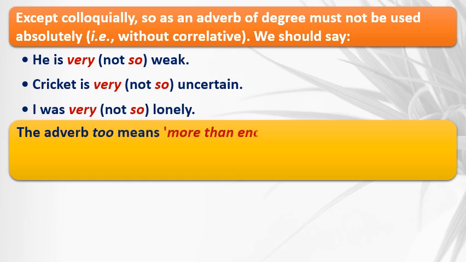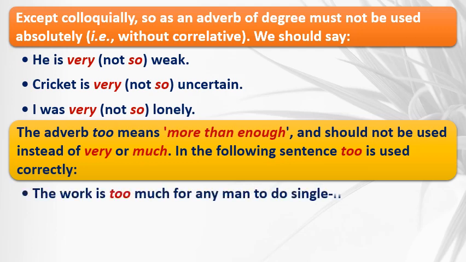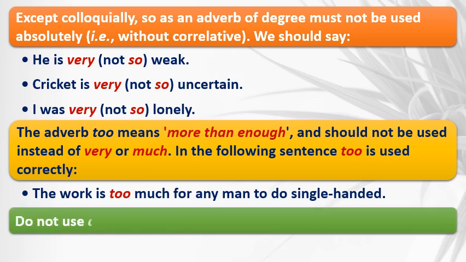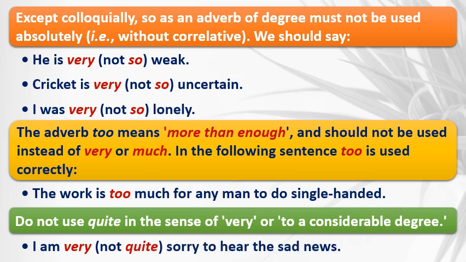The adverb too means more than enough and should not be used instead of very or much. In the following sentence, too is used correctly. Let's see how. The work is too much for any man to do single-handed. So here the meaning of too is more than enough. That is why this sentence is correct and it is not showing the meaning of very or much. Do not use quite in the sense of very or to a considerable degree. For example, I am not quite sorry to hear the sad news.